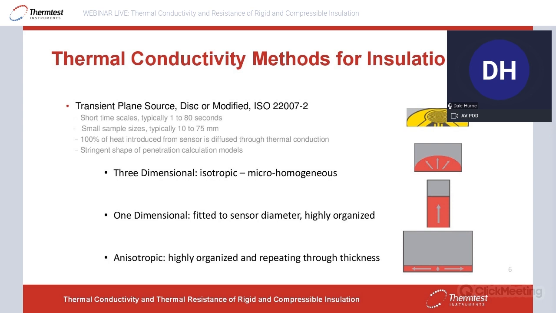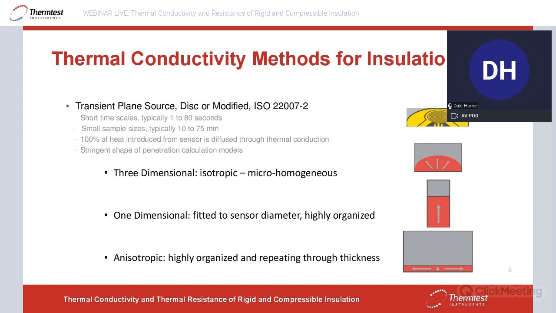So the other variable that plays an important part on accuracy of transient is that there is a shape based off the sample configuration or the shape of the sensor, which determines what you're measuring. So it's really important to understand the material you're going to measure, whether or not the sensor and calculation model are valid for it. So one of the most common calculation models for a disk or a plane source is three-dimensional. Well, when you introduce that sensor to a sample, the math makes the assumption that the heat is diffusing in all directions the same.